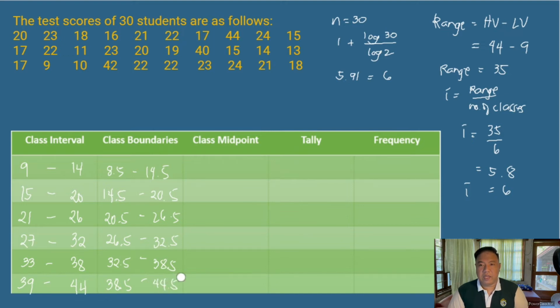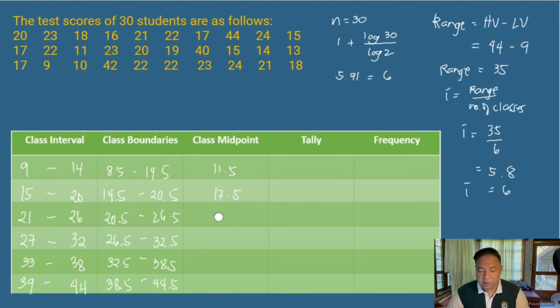44.5. Okay? So, paano naman po yung tinatawag nating class mark or class midpoint? Ang gagawin ninyo lang po, the lower limit plus the upper limit divided by 2. So, 9 plus 14, what will be your answer? 23 divided by 2, so this is 11.5. Okay, next, 15 plus 20 divided by 2 is 17.5.